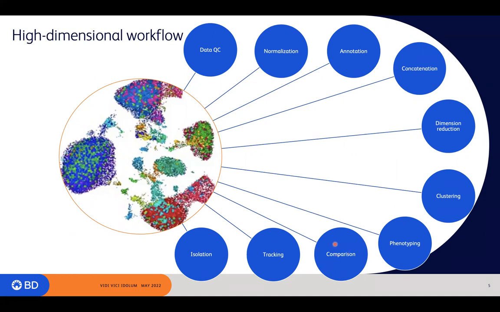But the comparison step to me is the all-important one, because this is where we finally get the results that we're looking for to figure out what is different in the system. The latter steps that I have written here, we'll talk about tracking. And then we will also talk about how to isolate those cells that you find so interesting.